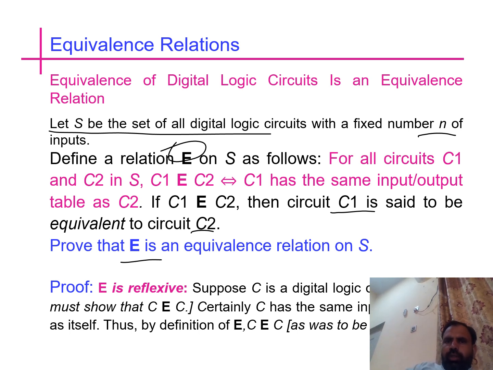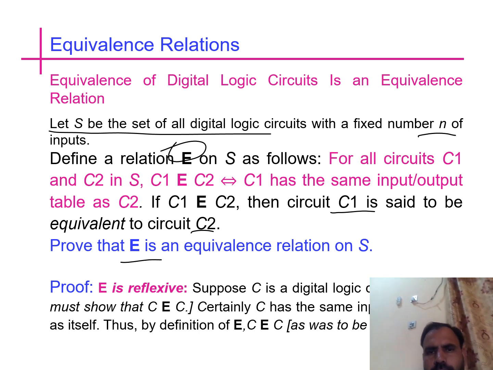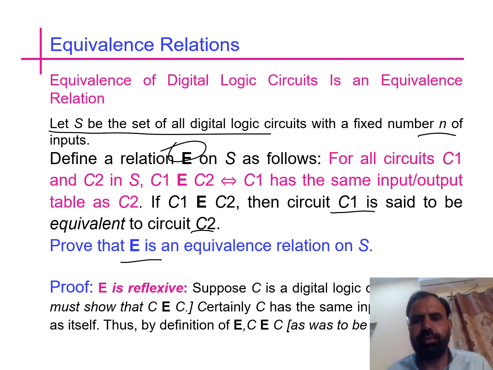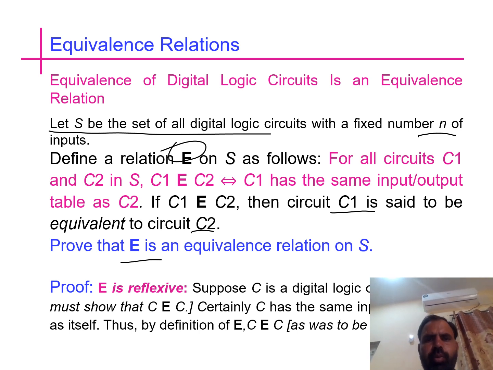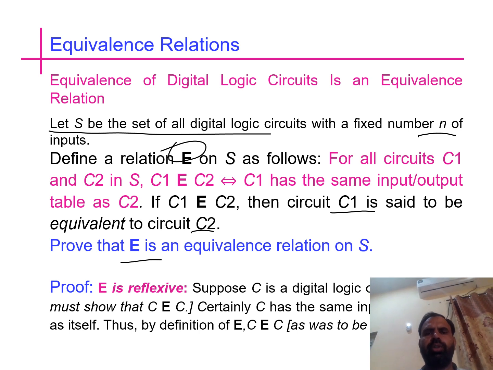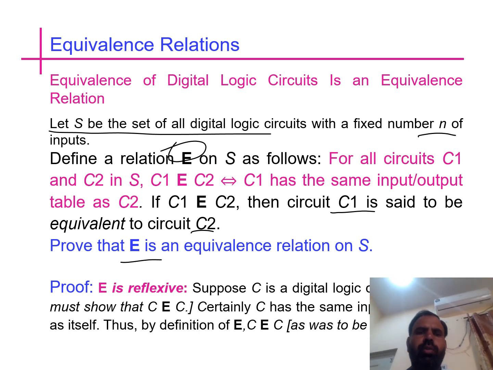Equivalence of digital logic circuits is an equivalence relation also. Let S be the set of all digital logic circuits with a fixed number n of inputs. We define a relation E on S as follows. For all circuits C1 and C2 in S, C1 E C2 if and only if C1 has the same input/output table as C2. If C1 is in relation with C2, then circuit C1 is said to be equivalent to circuit C2.